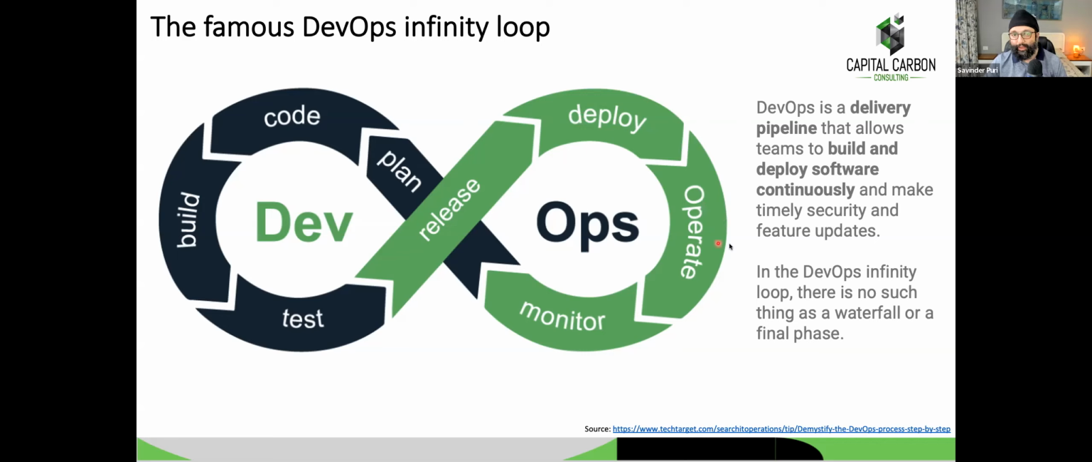phase or the operations phase, where you start monitoring it, you start looking for feedback, and the feedback gets back into the planning phase. There might be defects, there might be suggestions for improvement to the software, and then from planning, right back to coding, and thus the infinite loop starts operating again and again. So that's why it's called the DevOps infinity loop. It's a very famous terminology used worldwide in the industry.